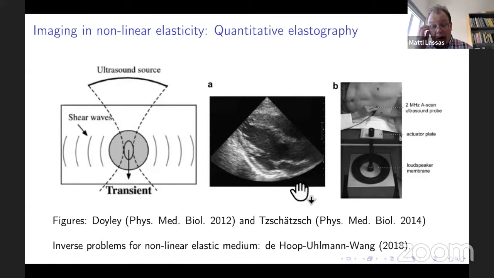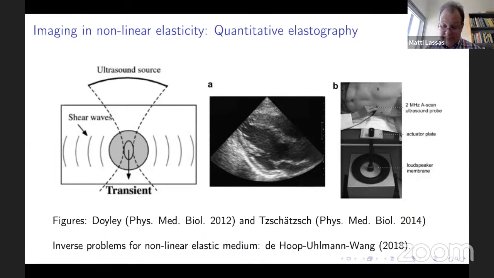And here are some of the papers where these pictures are taken from. Also, I want to emphasize that the methods that I'm going to speak about today have already been used for nonlinear elastic media by de Hoop, Uhlmann, and Wang. So this kind of practical imaging problem, where people traditionally consider ultrasound and shear waves as two different waves, even though they are just different polarizations of an elastic wave, can be considered as an inverse problem for nonlinear equations.